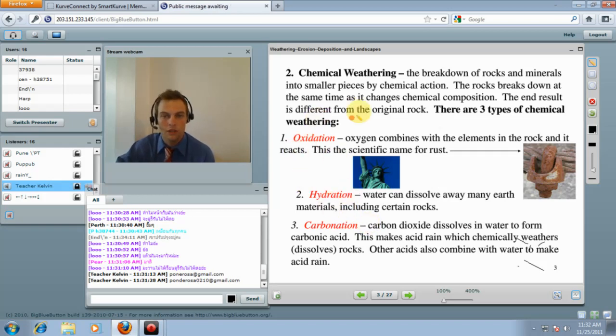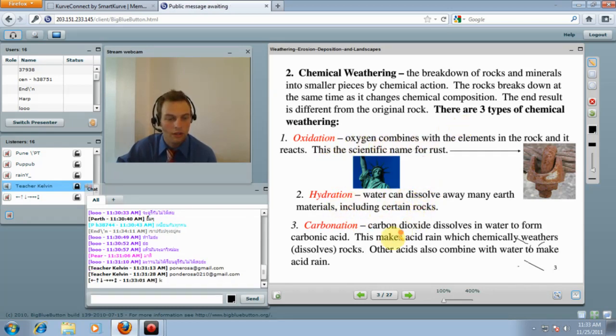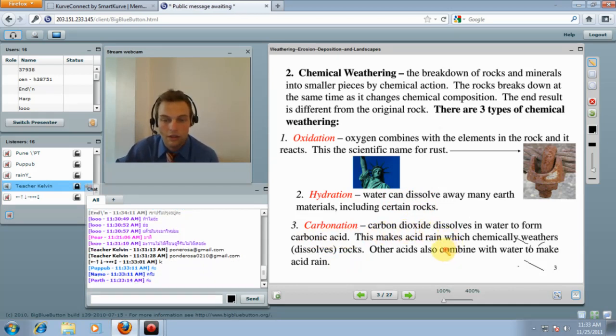This is chemical weathering. This is where the chemical structure of the rock is changed either by its exposure to oxygen, exposure to water, or exposure to carbon dioxide. These are just some examples. There's probably 50 different ways of chemical weathering. These are just some examples.